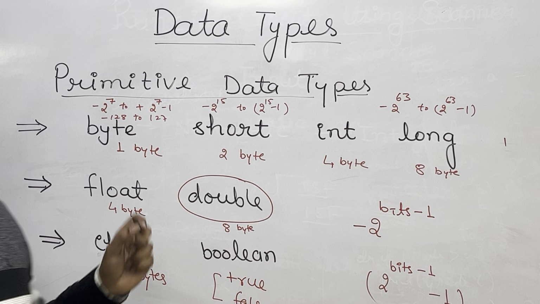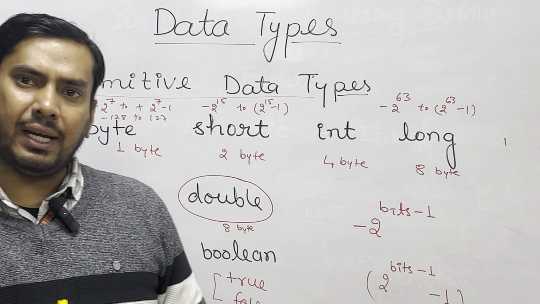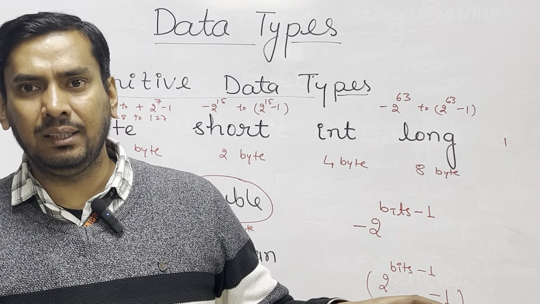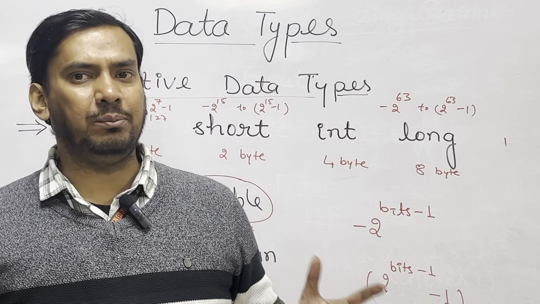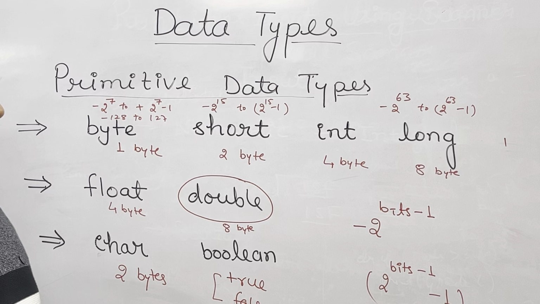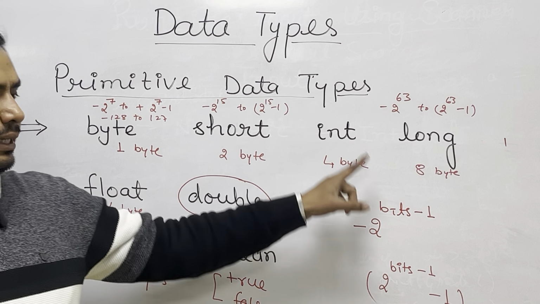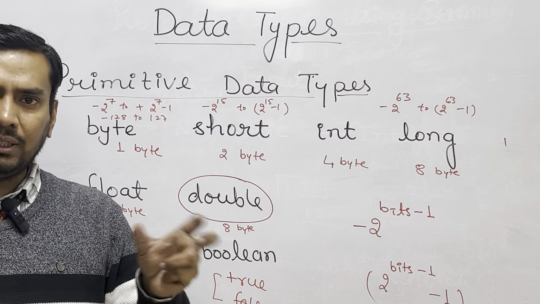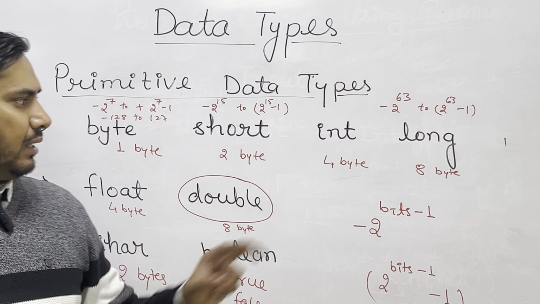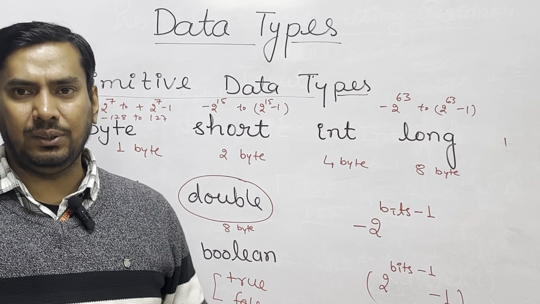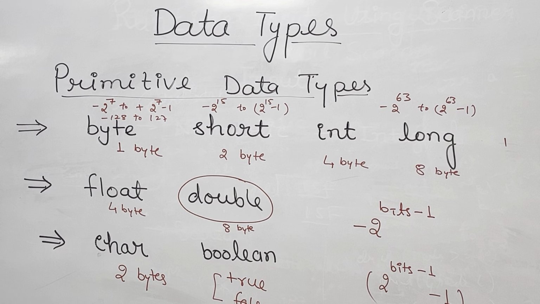This is how you can calculate the range of any integer type of variable. Why is this range important? Because if you try to assign a value beyond the range, it will give you a compilation error. Although you can typecast it to hold the value, that value will be converted into this range and then assigned. We will discuss it in a separate video on typecasting, that is narrowing and widening.